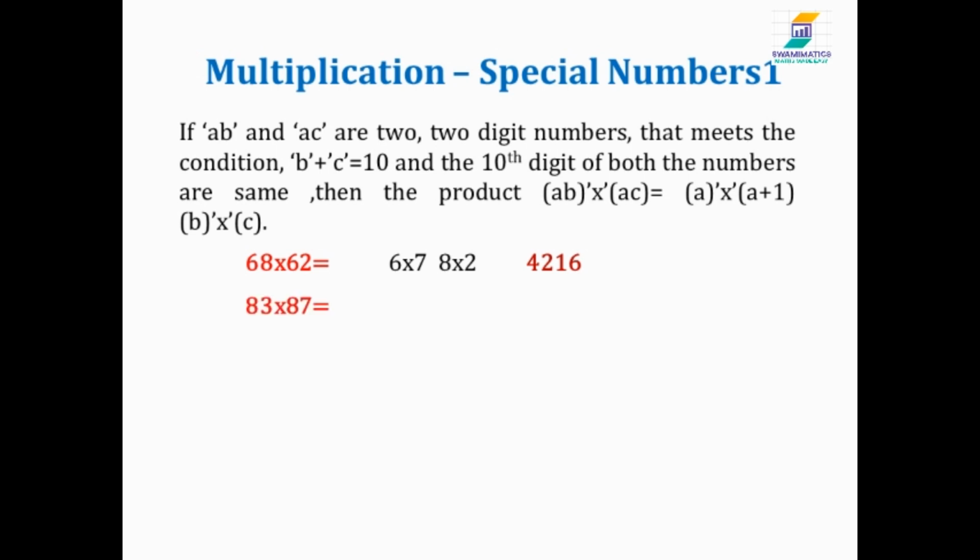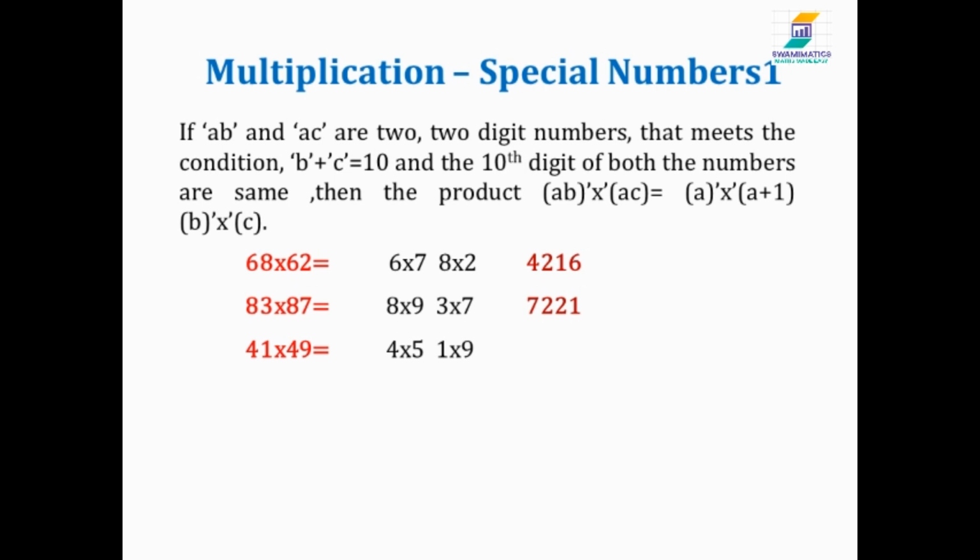83 into 87, again 3 plus 7 is 10, so the tens digit is the same. 8 into 9, 72, and 3 into 7, 21. It is 7221. 41 into 49, 1 plus 9 is 10, so 4 into 5 is 20, and 1 into 9 is 9.